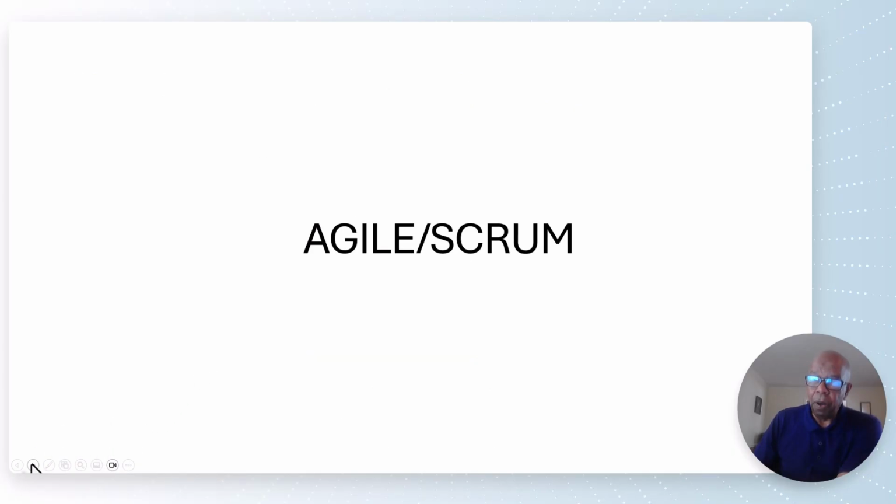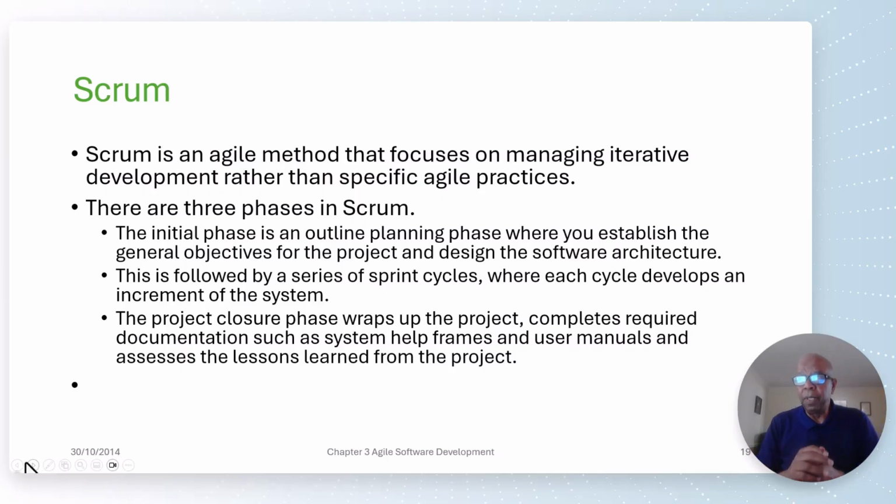Okay, part of agile is Scrum. Scrum is an agile method that focuses on managing iterative development rather than specific agile practices. They're really not separate. We're separating them here, but there's no such thing as a Scrum without agile. There can be agile without Scrum, but they normally go together. Between Scrum and agile, they are really one.